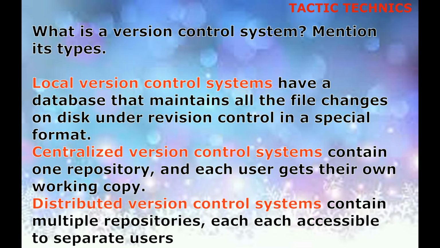What is a version control system? Mention its types. Local version control systems have a database that maintains all the file changes on disk under revision control in a special format. Centralized version control systems contain one repository, and each user gets their own working copy. Distributed version control systems contain multiple repositories, each accessible to separate users.